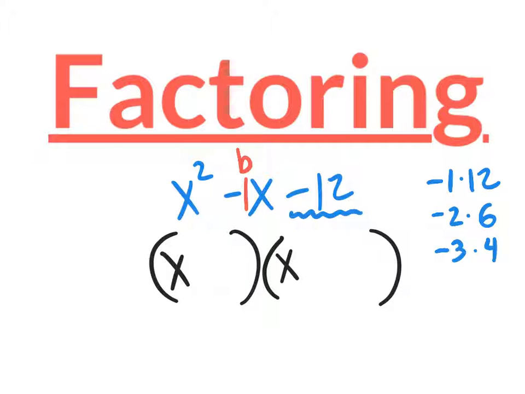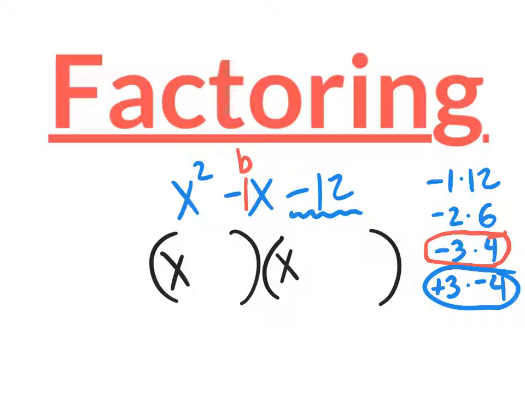The answer is none of them, right? But at least the negative 3 and the 4, when you combine those, it gives you a positive 1. And your b value is supposed to be a negative 1. So we know we have the right numbers, we just have the wrong signs. So I'm going to change them to a positive 3 times a negative 4. And that's the correct pair of numbers that we're going to be plugging into our answer format.